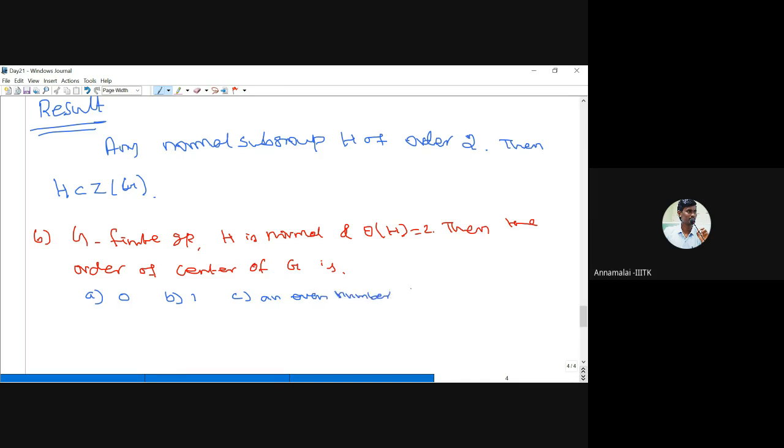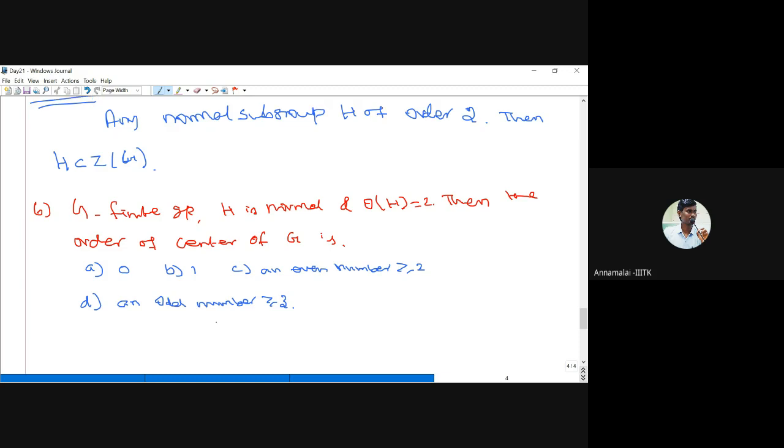An even number, an even integer which is greater than or equal to 2, and then the last option is an odd number. The center of G is always odd, or the center of G is always even, or the order of the center is 1 or 0. This is an odd number which is greater than or equal to 3. Now here we have to use Lagrange's theorem.